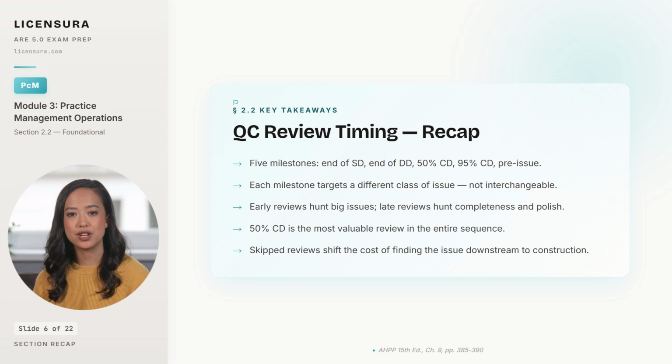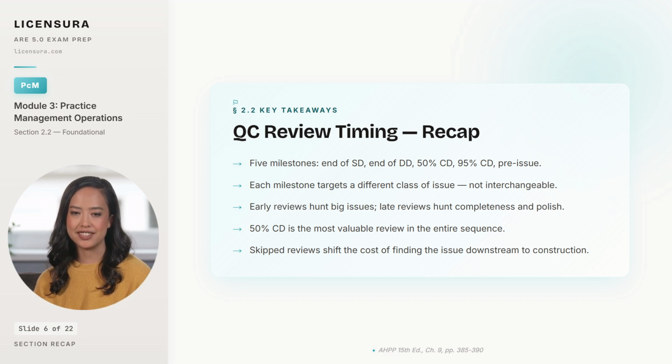There are 5 milestones that matter: end of SD, end of DD, 50% CD, 95% CD, and the pre-issue check before the set ships. Each milestone targets a different class of issue, and they are not interchangeable. You cannot make up a missed early review with a more thorough late review. Early reviews hunt for big directional issues while there is still time to redraw, and late reviews hunt for completeness and polish when redesign is no longer an option.